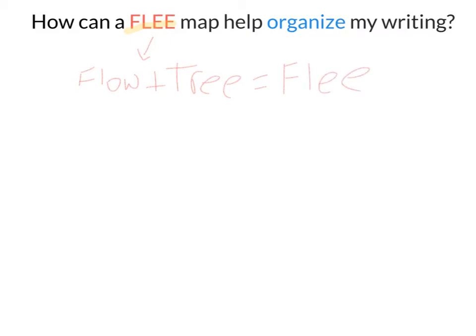Clever, right? So if we're combining a flow map, which sequences, and a tree map, which classifies, that means we are sequencing the order that events in a story happen, and we're adding details to those events, so that when we actually write this out, it will be a lot easier and a lot more organized. That means it will make sense.